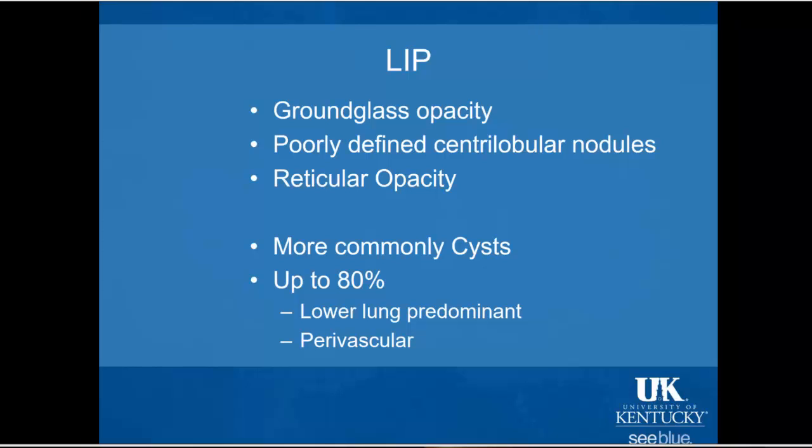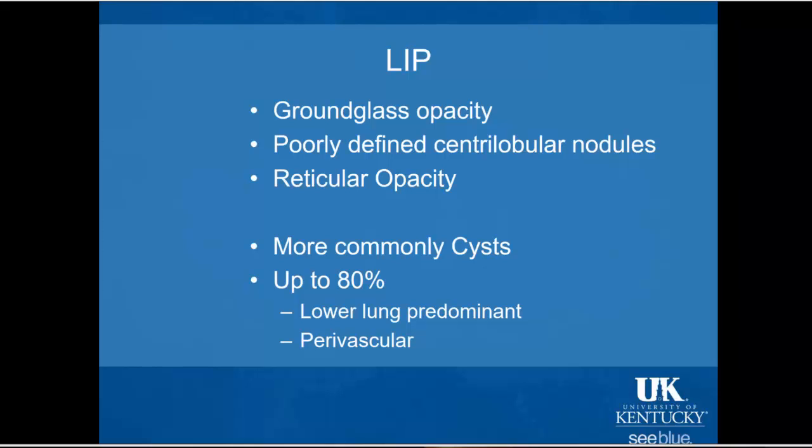So what do we see on imaging? Originally, again, described as lower lung predominant ground glass opacities, sometimes with some centrilobular nodules or even tree-in-bud opacity, and possibly a minor degree of fibrosis. But it's been a more recent experience, and my own personal experience as well, that LIP can present entirely as a cystic lung disease, and that occurs in upwards of 80% of patients.